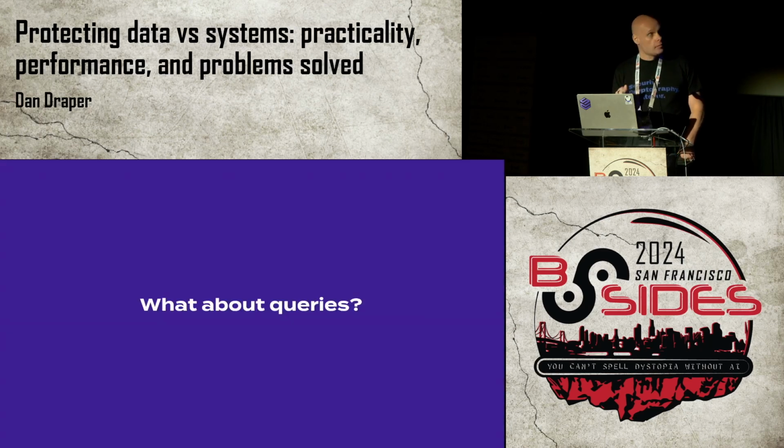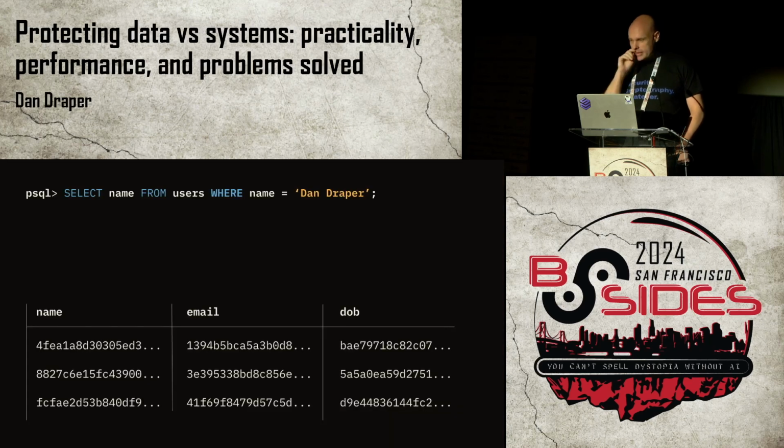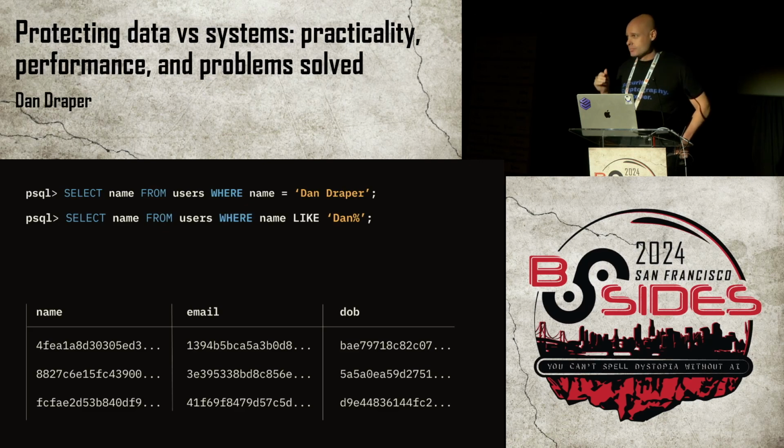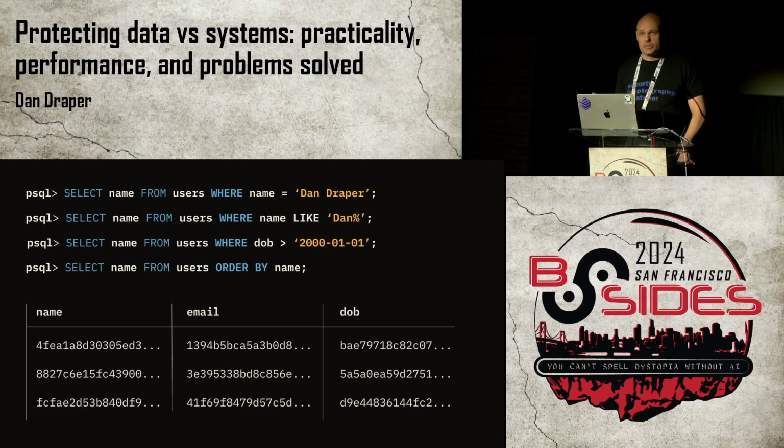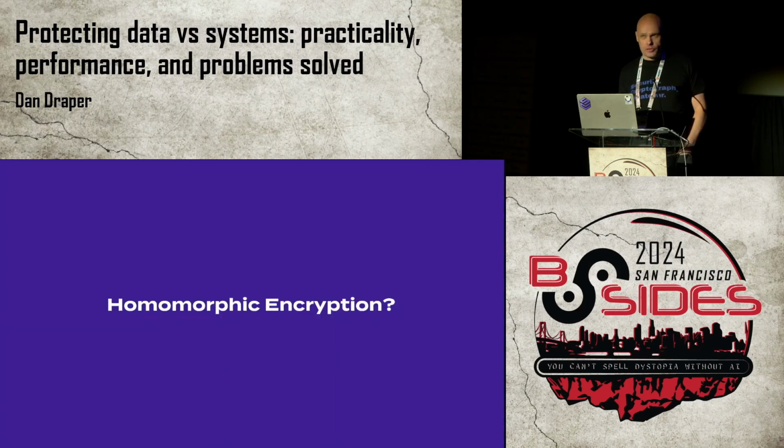So, one more problem. What about queries? If we've got all of our data encrypted in a table like this, what if I want to run a search over my records? I want to look up my name, for example, or find a partial match using the LIKE operator in SQL. Or for that matter, find all people who were born after the 1st of January 2000. Or even sorting. Actually, sorting would work, but it would just give you the wrong sorting, which is not very helpful. So I argue it doesn't work. So how do we get around this? How do we solve this problem? Well, some of you may have heard of homomorphic encryption.